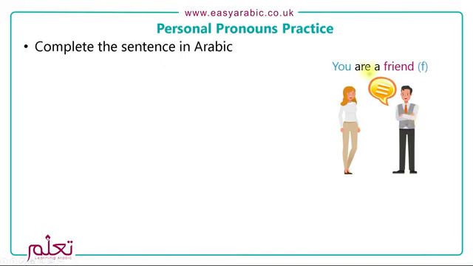So next one is you are a friend. So the masculine is talking to a female. So you are a friend, female friend. So the word we're going to use for you, because we're talking to a female, is anti. And then the word for friend is sadiq. So we need to change that to a feminine. So it will be anti sadiqa, because we are talking to a female. Change the word to a female noun. So anti sadiqa, which is you are a friend.